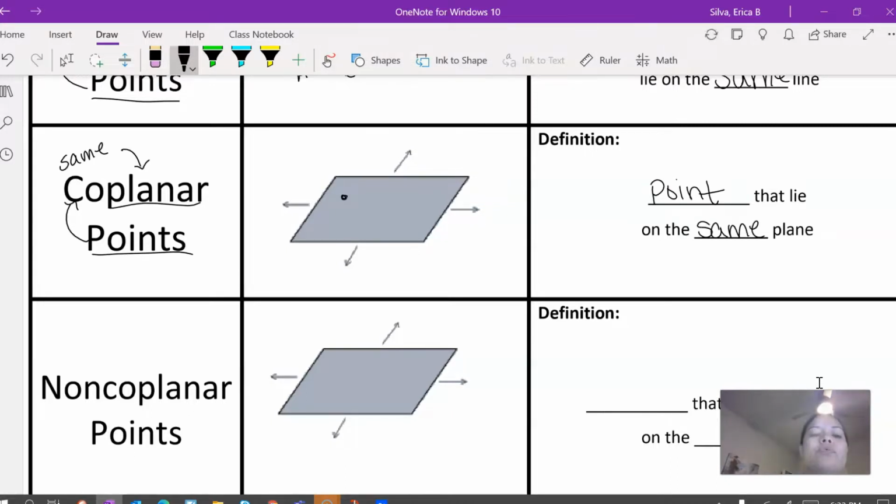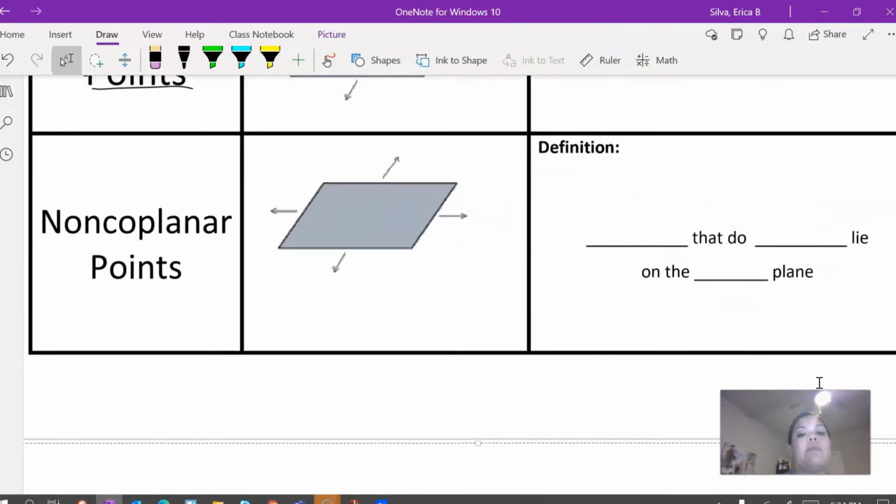So let's go ahead and draw some points. Say A, B, C. I'm going to draw another one here, D. So it's points that lie on the same plane. And if we look at these 4 points, they are all on the same plane. Therefore, they are coplanar points.